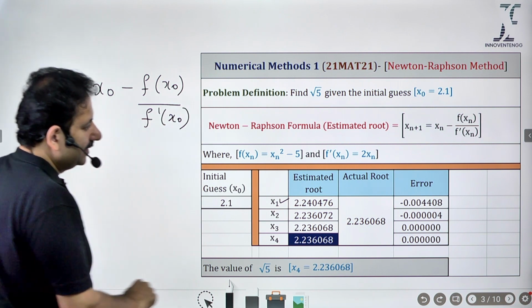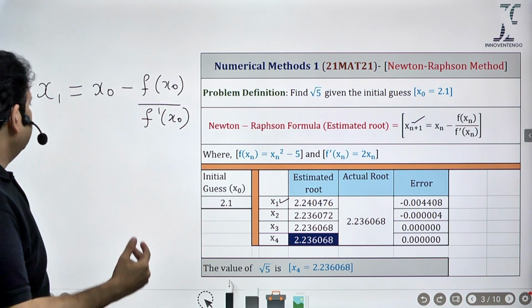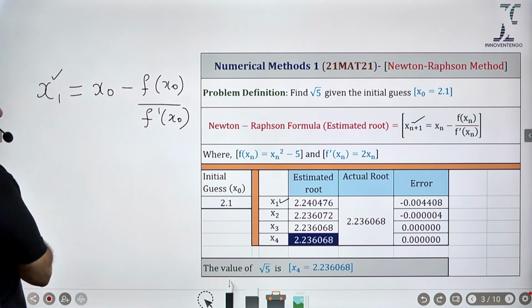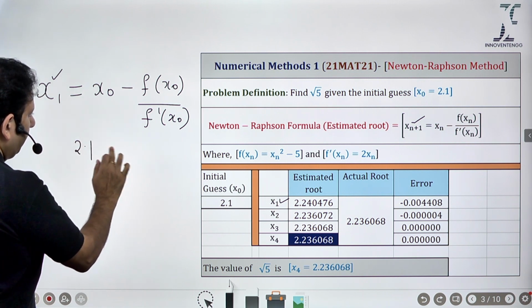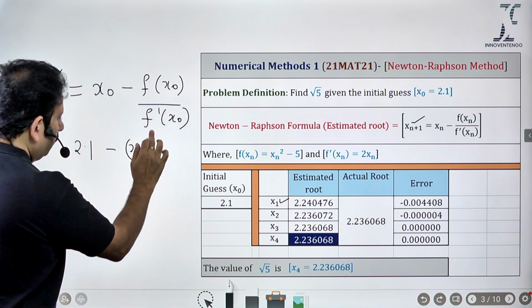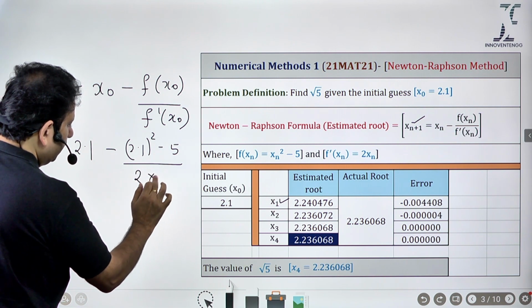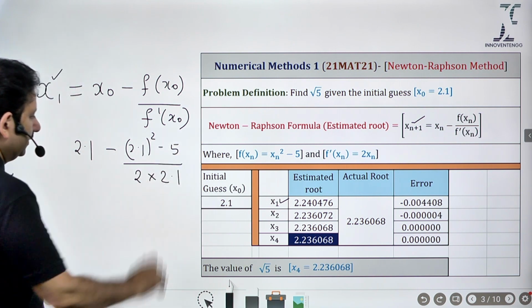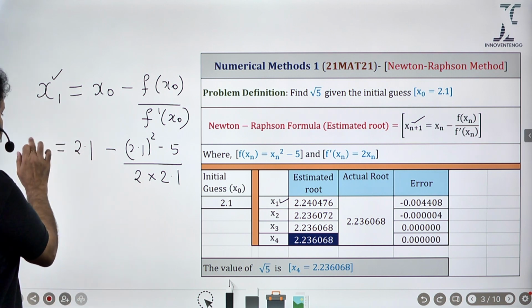How did I get this? In this formula, simply put n is equal to 0. That will give you the first estimated root. So x0 is what? 2.1 minus f of x0 is what? 2.1 whole square minus 5, and in the denominator you have 2 into 2.1, right? So this is what exactly you have here.